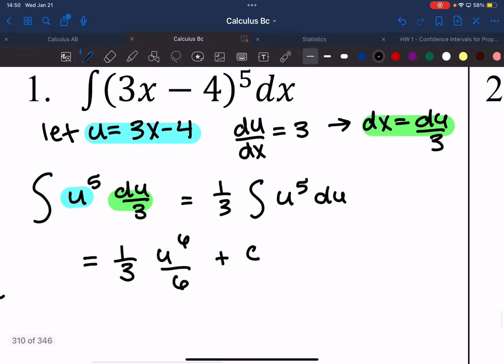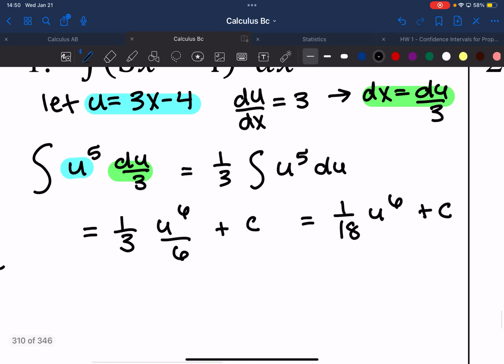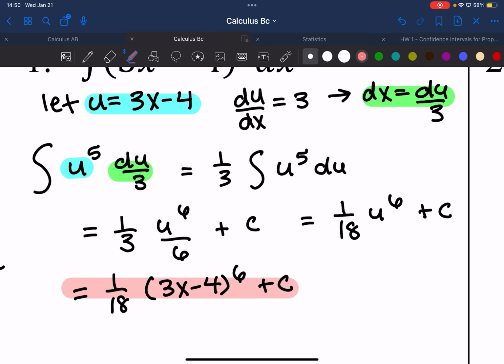Well, I can rewrite this as 1/18 u to the 6th plus c. I just took out the 1/6 from the u to the 6th and multiplied it by 1/3, and I get 1/18. My last step here is to plug what we set u equal to back in. So now I put everything back in terms of x. So this is 1/18 (3x minus 4) to the 6th power plus c. Okay, that is my answer.